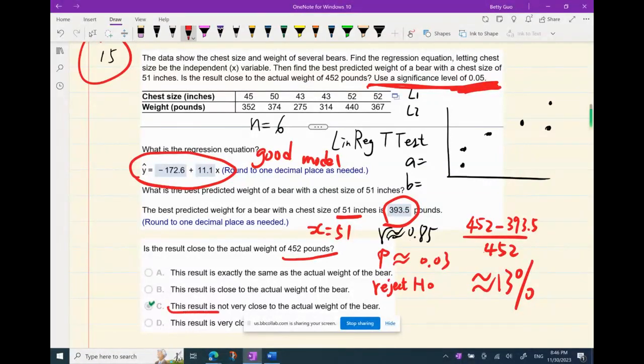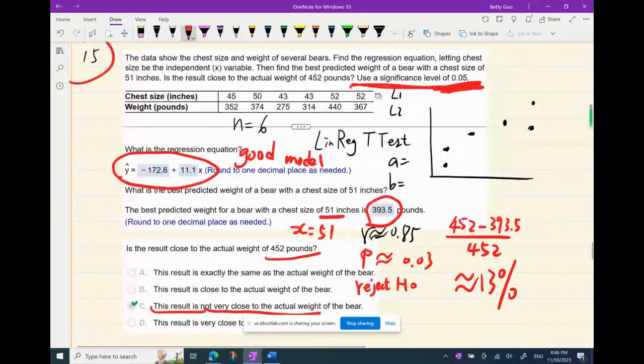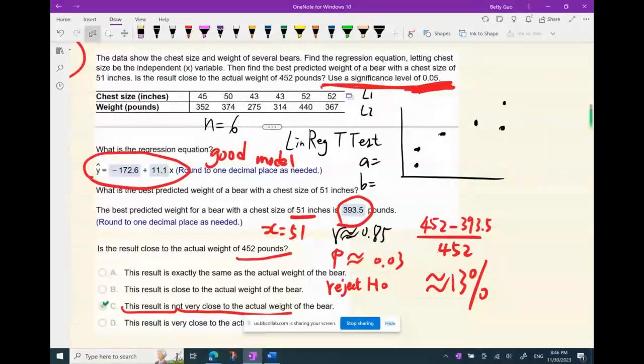This result is not very close to the actual without bear. That means what, guys? That means this criteria, when you set the significance level 0.05, is too loose. You should set that more strict. Then you don't support the linear correlation. Then you don't use the model because the model is not very good.